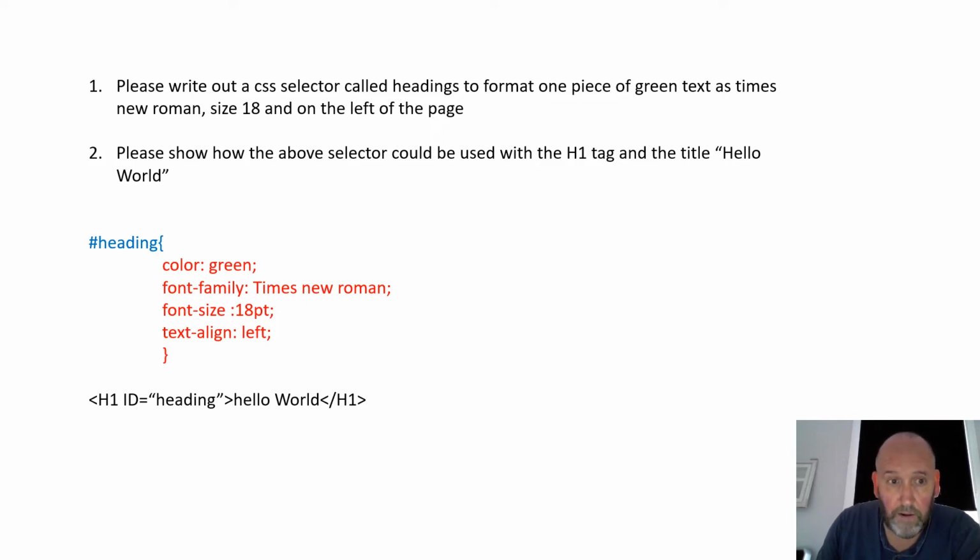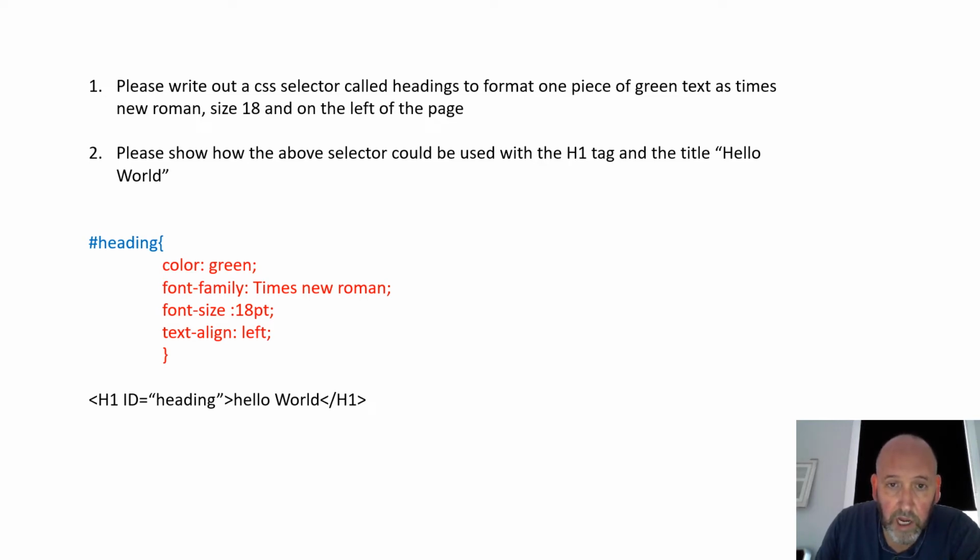Okay, here we are. We've got a hashtag heading to open the selector. We've got a curly bracket and we've got a closing curly bracket. Let me see, the colour is green. Font family with a hyphen and the colon, Times New Roman, semicolon to finish it. Font size with a hyphen, remember, colon, and it's size 18, so 18 pt. You could also have written 18 px because it's points or pixels. Semicolon, and it wants to be on the left of the page, text align left.